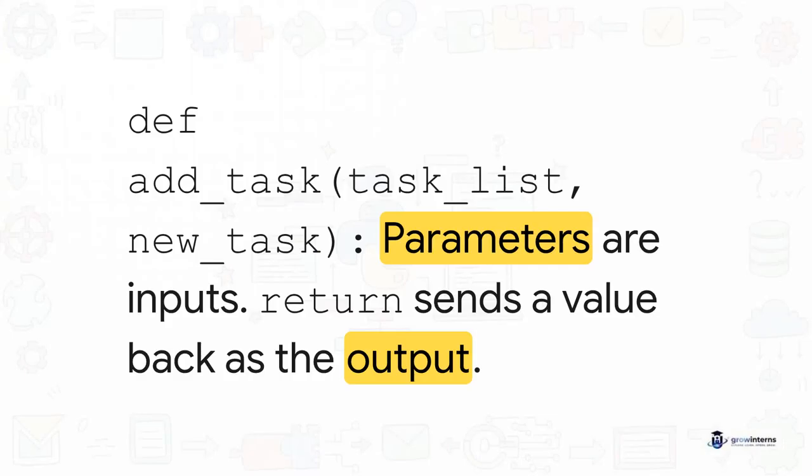Okay, let's break down what a function looks like. Those things in the parentheses, those are the parameters. They're basically the ingredients you hand over to your recipe. Then, inside the function, you've got the actual instructions, the steps to follow. And finally, that return statement, that's the finished dish. It's what the function hands back to you when it's all done. It's the result, the output of the whole process.